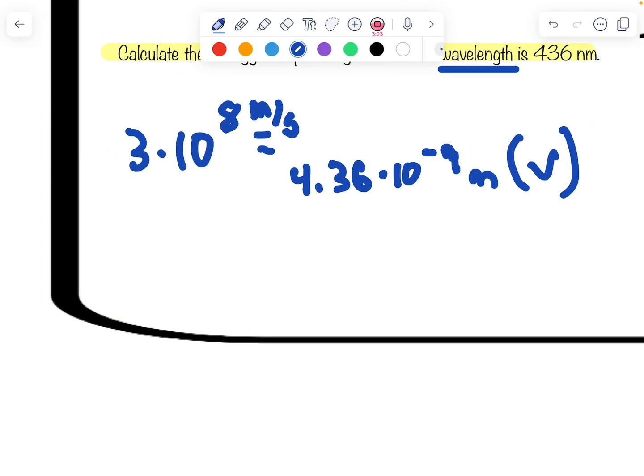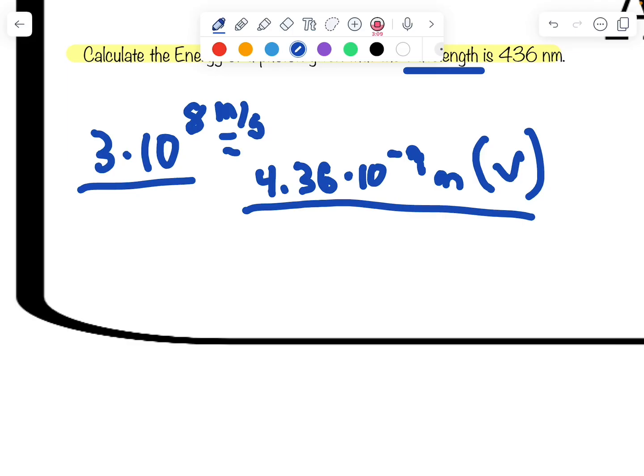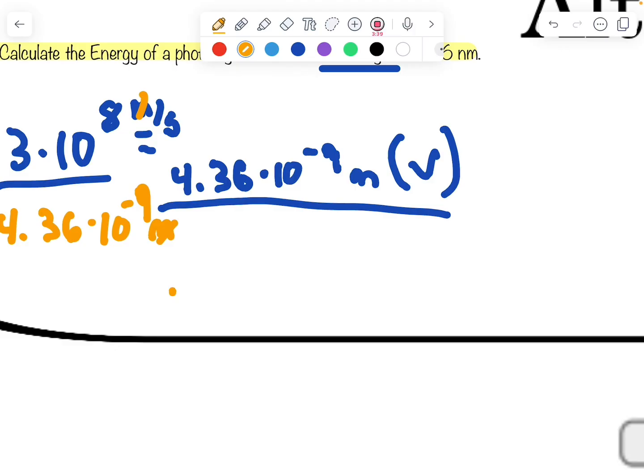So, bust out the handy dandy calculator, we have 3 times 10 to the 8th. Then we're going to divide it by this wavelength of 4.36 times 10 to the negative 9th meters. Our meters cancel out. So we have 3 times 10 to the 8th divided by 4.36 times 10 to the negative 9th. And we get a frequency of 6.88 times 10 to the 16th.